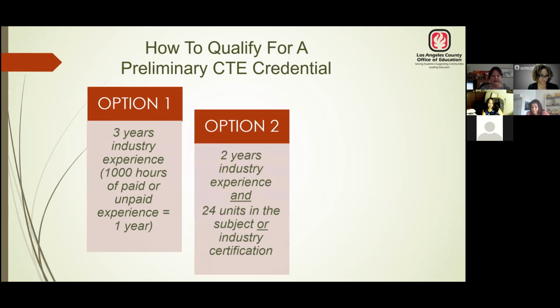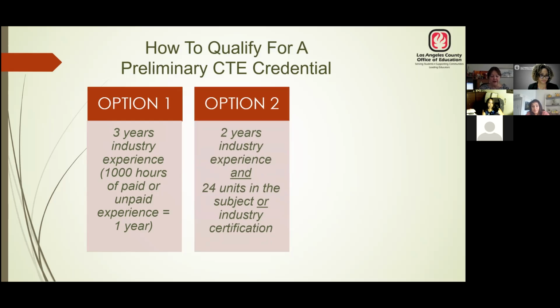So that's option 1. Option 2 is if the individual has only had 2 years of industry experience, 2,000 hours, but they took college courses, what we call post-secondary vocational training or college level CTE courses. And so what we would need to make up that 3rd year is 24 semester units in the subject. So we'd be looking for business, finance, marketing, those kinds of classes to qualify them.